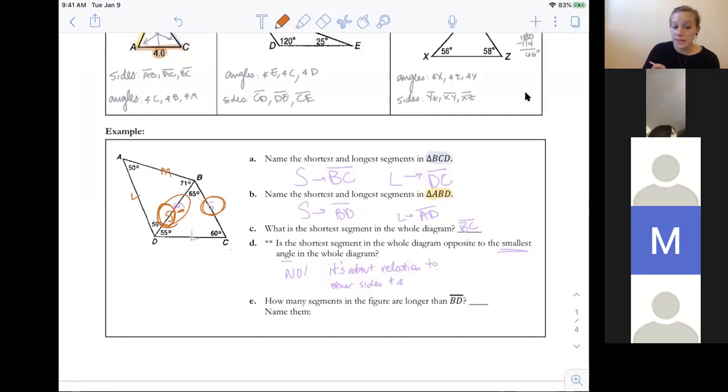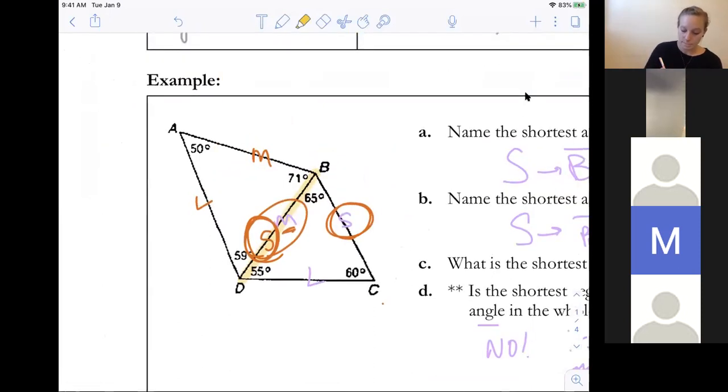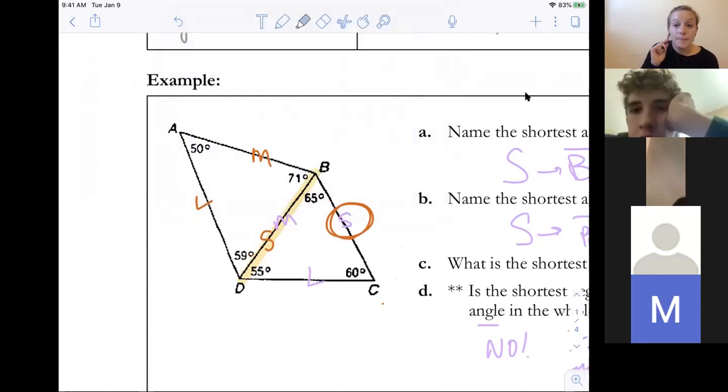Okay, let's do this now. Last thing we have to ask on this diagram is how many segments in the figure are longer than BD? How many are longer than BD? Who knows one segment that's longer than BD? What's one thing that's longer than BD? DA. Would you say DA? DA, yes, that one is. Why? It's across from the biggest angle.